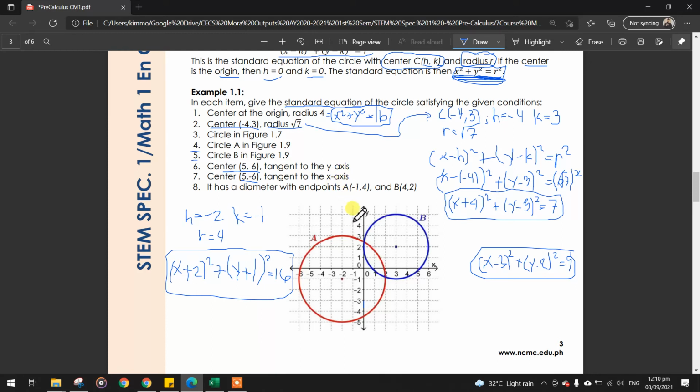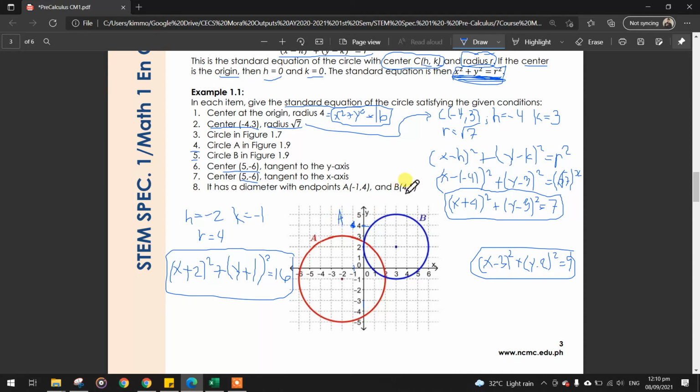So we will plot them on the coordinate plane. Again, our A is located at -1 for x, then +4 for y. So this is +4. Meaning our A is located here. This is A.